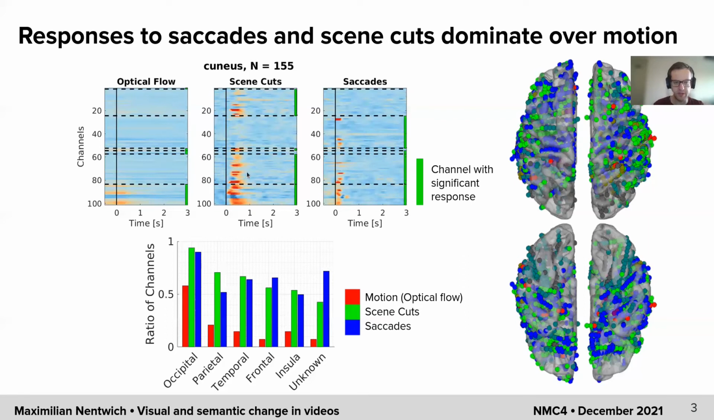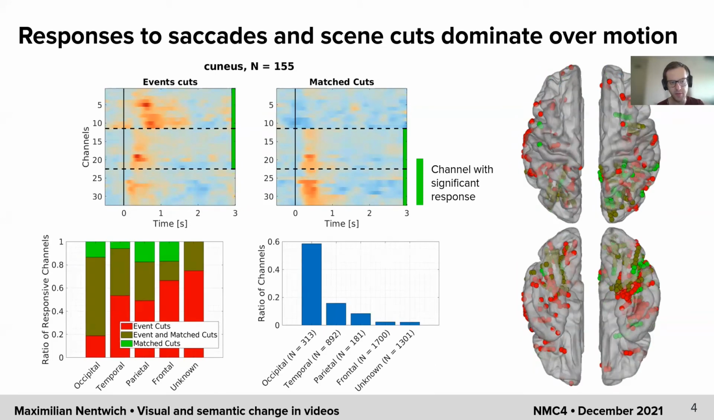We then asked whether the responses to cuts are driven by low-level visual features or also by semantic changes across the cuts. For this, we recruited participants online to annotate the event boundaries. Event boundaries are moments in the movies where participants agree that something about the semantics changed. We then link the cuts to these event boundary annotations and find match cuts that have similar visual features but are unrelated to event boundaries.